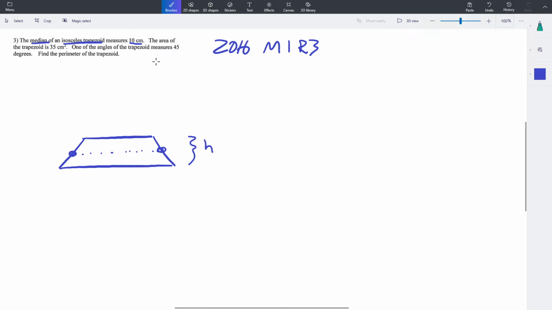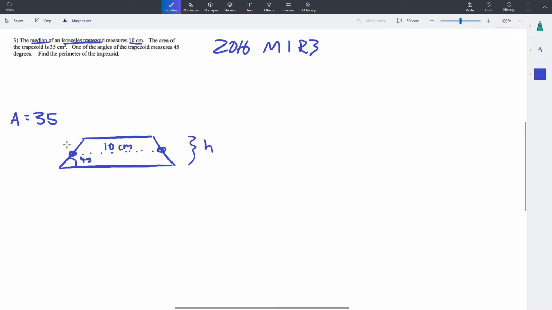Alright, anyway, continuing. We know that this is 10 centimeters, and the area of the entire trapezoid is 35 centimeters squared. But we can just write A equals 35. One of the angles on the trapezoid measures 45 degrees. So we know that can only be that angle. That's the only one that would make sense. And then find the perimeter of the trapezoid.